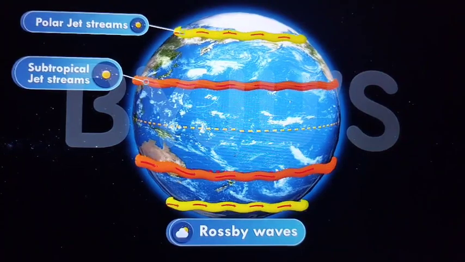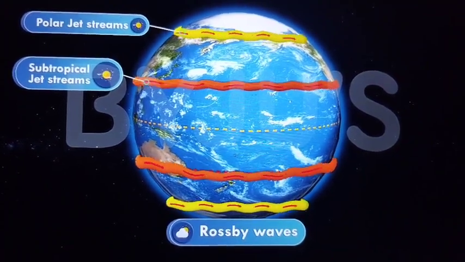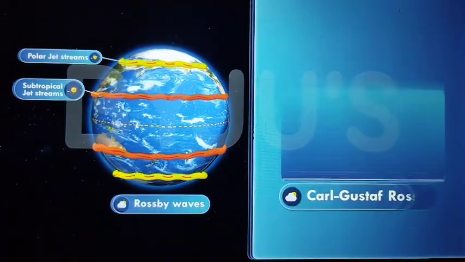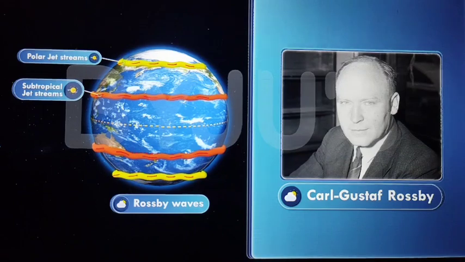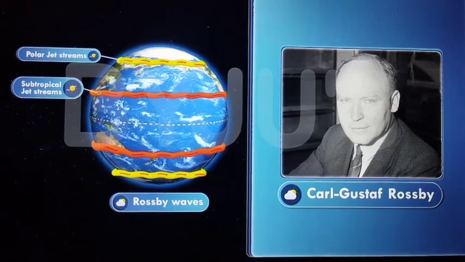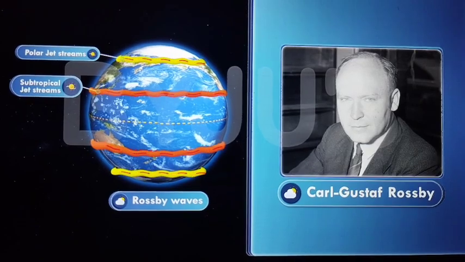These meandering waves are also referred to as Rossby waves. They are named after Carl Gustav Rossby, a Swedish-born American meteorologist who first explained the large-scale motions of the atmosphere in terms of fluid mechanics.